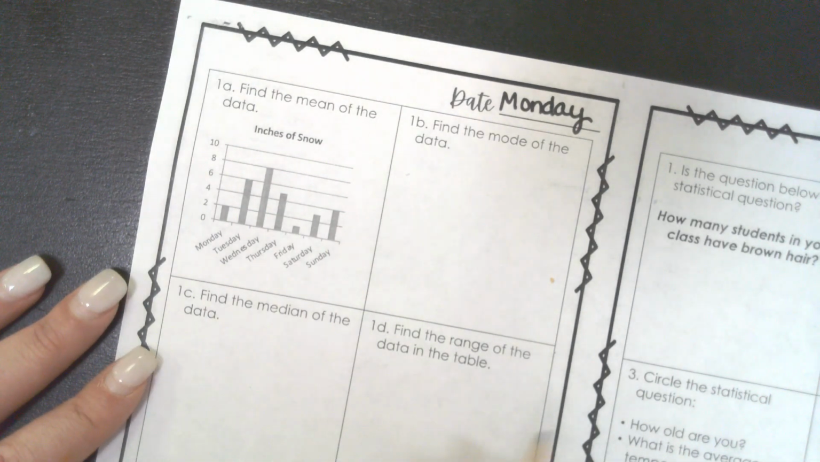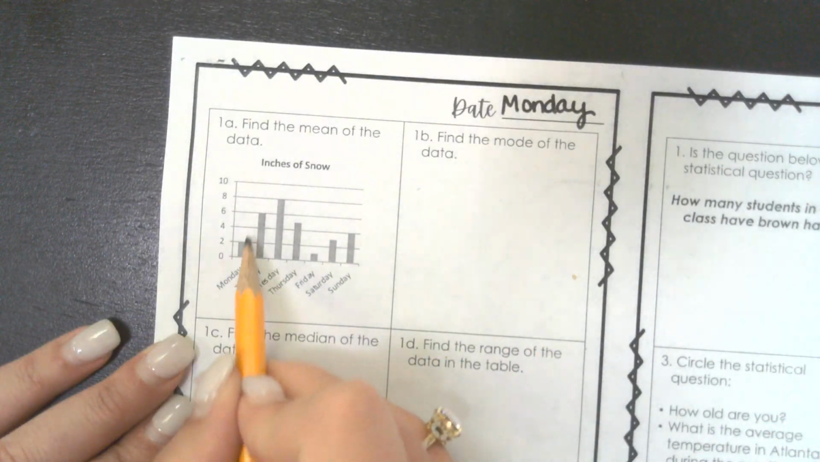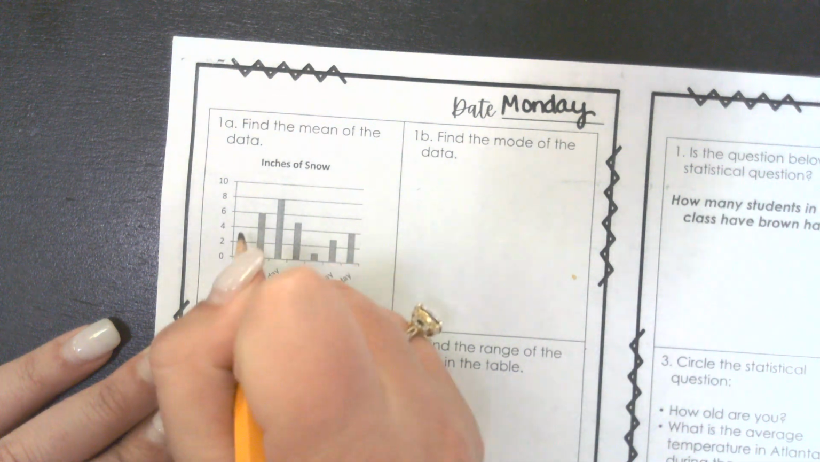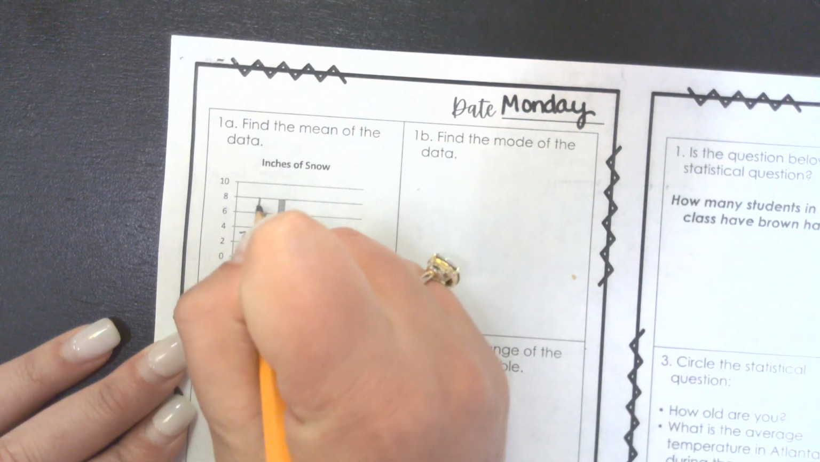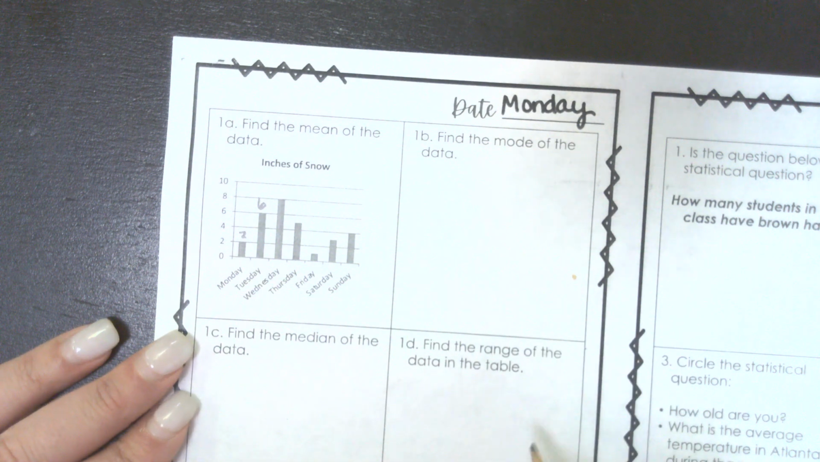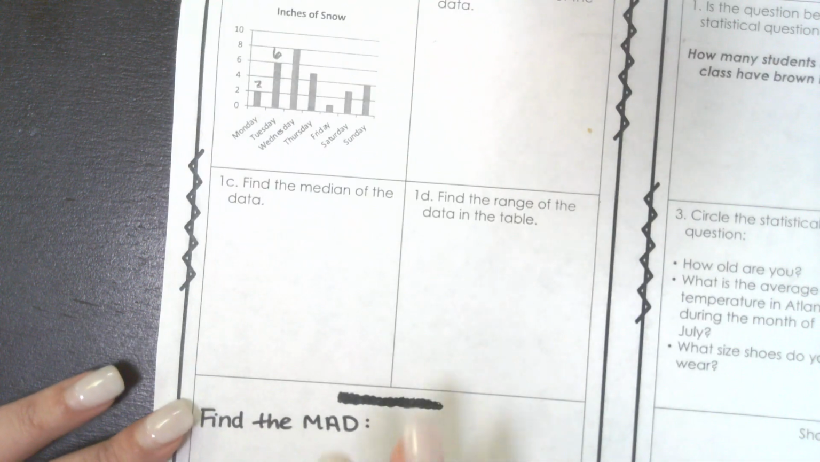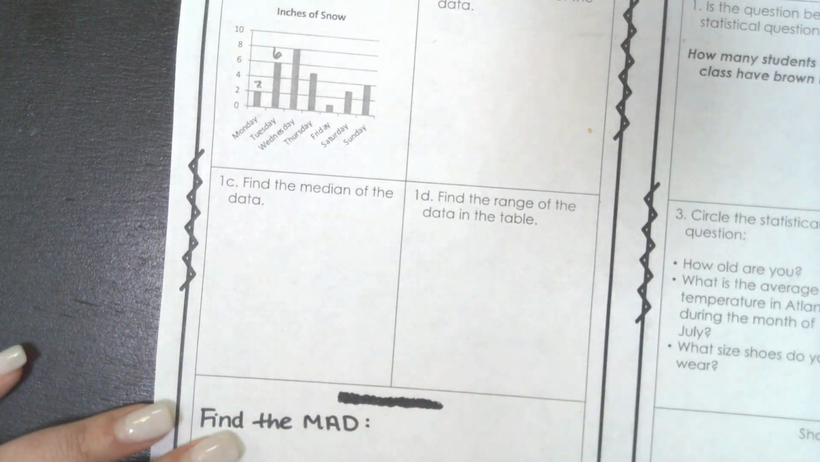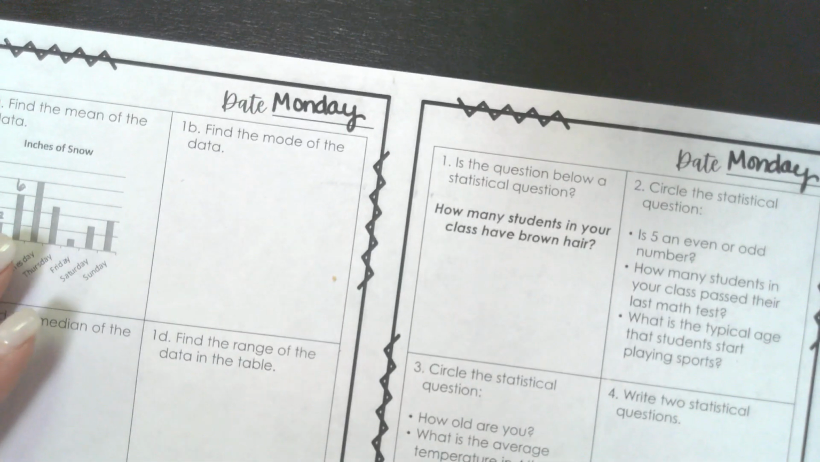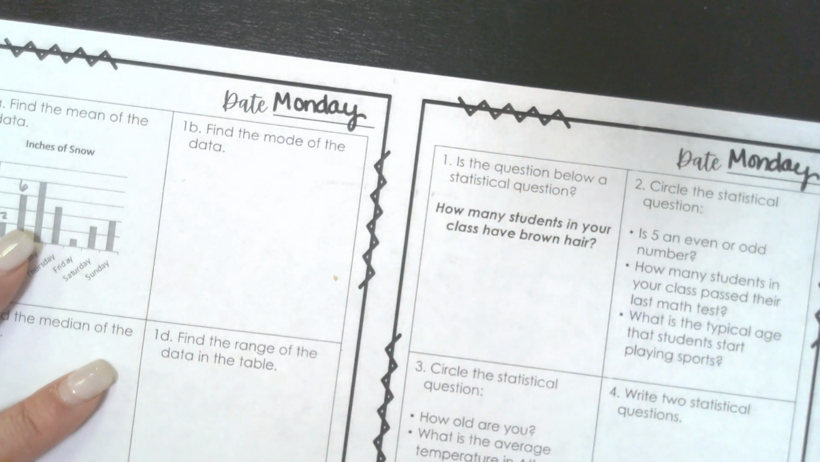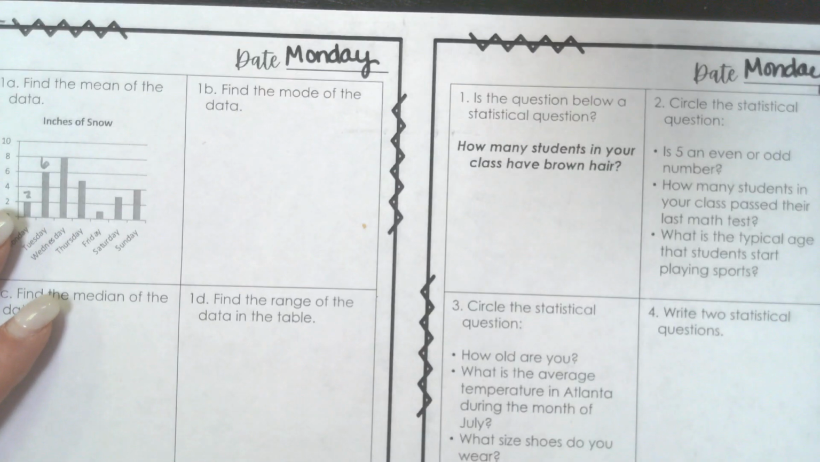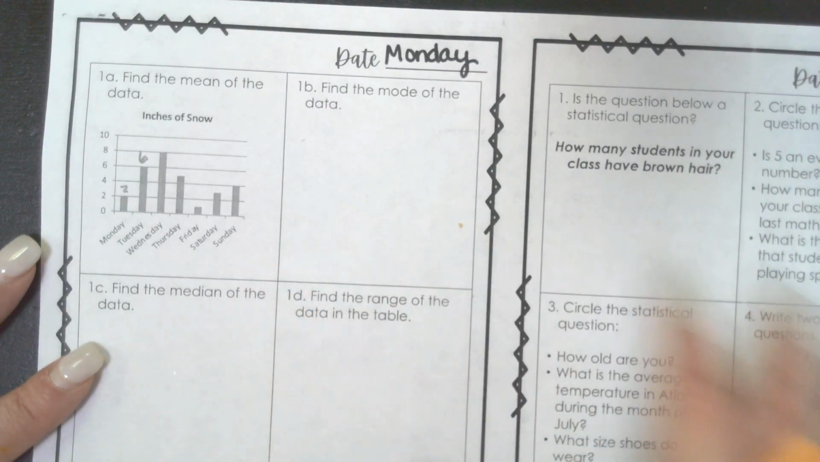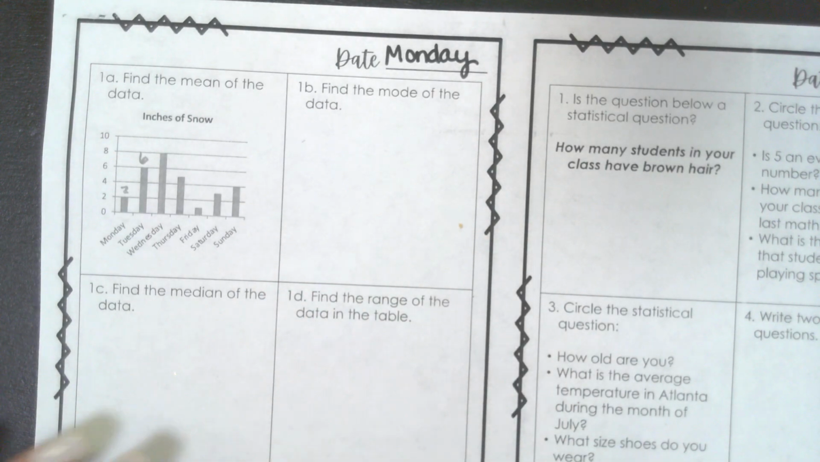On the back, it's kind of the same thing. You're going to need to find the mean of these numbers. So like Monday was 2, Tuesday was 6. You're going to find the mean, median, mode, range of all of those. We'll do the MAD together in class. And this is statistical questions like we went over in class as well. Okay? So try as much as you can, and if you have any questions, we're going to go over it in class.